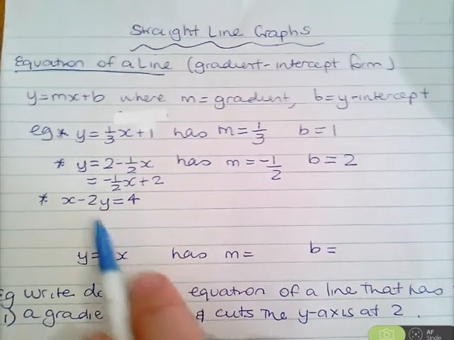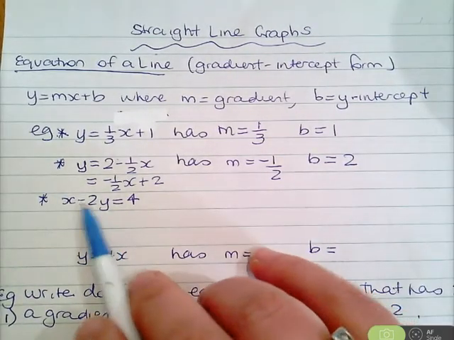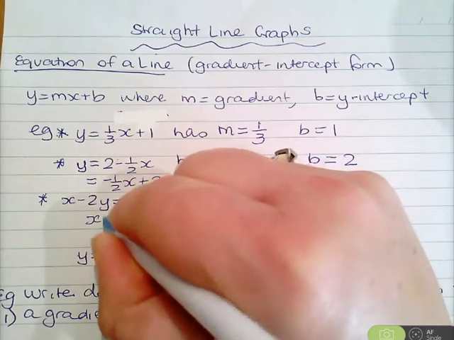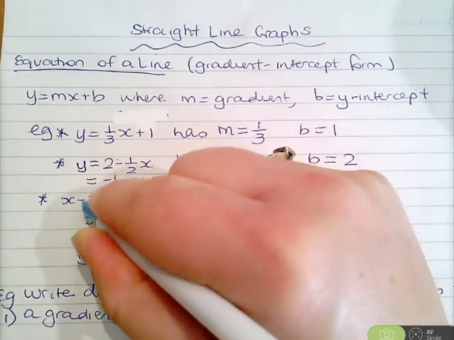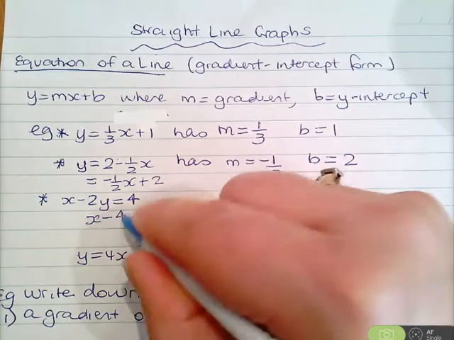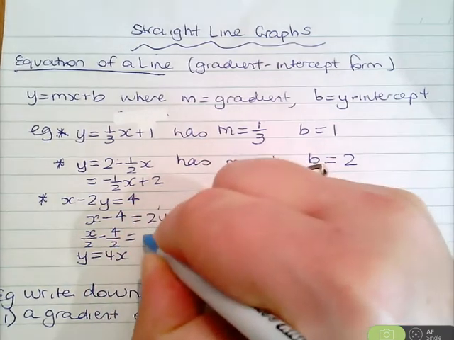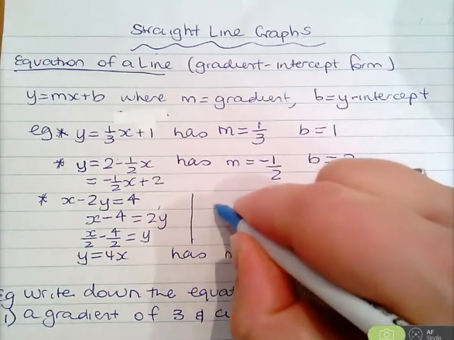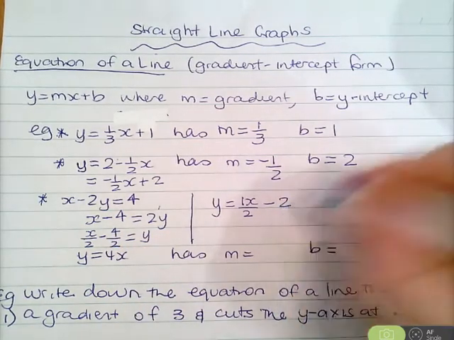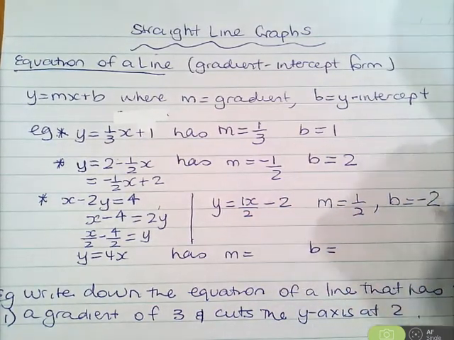Now in this equation here, it is not in y equals mx plus b form, so you need to change it into y equals mx plus b form to find its gradient. I'm going to keep the x over here, bring the 4 over. So I've got x minus 4 equals, and I'm going to take this to the other side to make it a plus 2y. Then to get y on its own, I divide both sides by 2. I get x over 2 minus 4 over 2 equals 2y over 2, which is y. So y equals x on 2, which is 1/2 x, minus 4 on 2, which is 2. Therefore, that has gradient equal to 1/2 and y-intercept equal to negative 2.